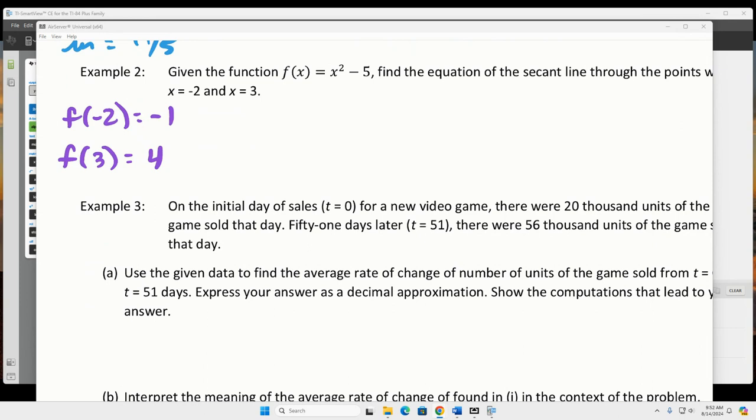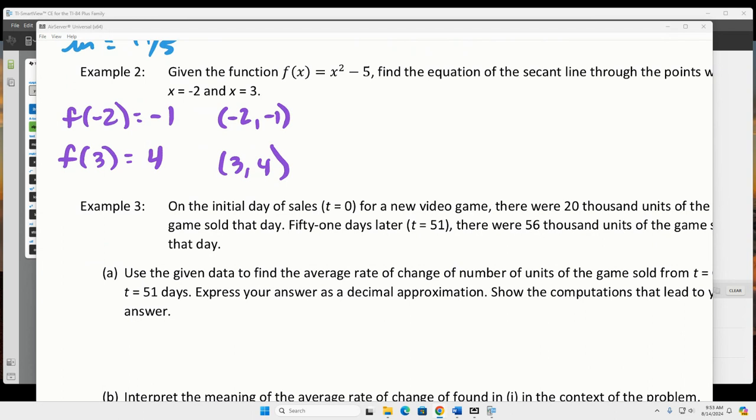If it's just going to help you, you can write these as ordered pairs. That's strictly for your benefit. You don't have to do that for me. But sometimes it helps people figure out which is x and which is y when you write it as an ordered pair.